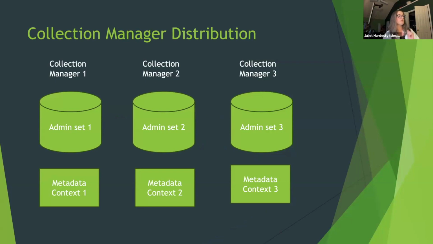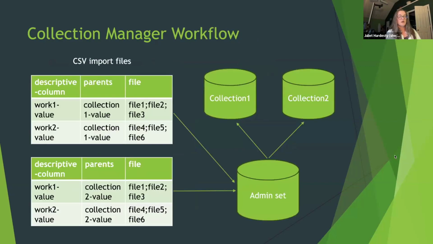So this is showing 3 different collection managers who have 3 different admin sets, and each of those admin sets has a slightly different metadata context defined for it. Collection managers in our system add multiple works to specific admin sets using CSV imports, and they also add those works to collections as part of those CSV imports. So showing here, on this screen, there's 2 different CSV import files going into the same single admin set. And then one import is placing works in one collection on import, and the other import is placing works in a different collection.